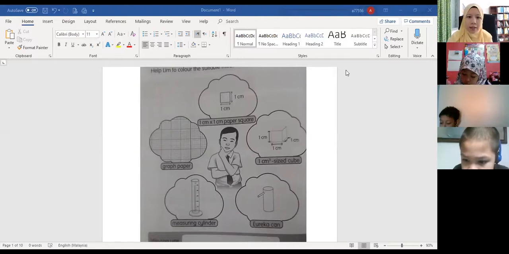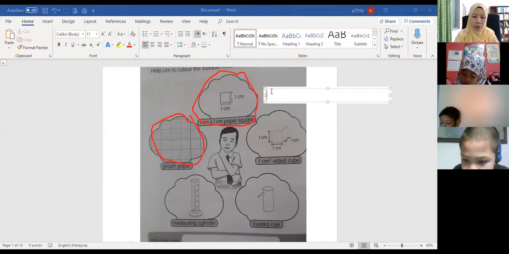Okay, the answer here. This is to calculate area. Area is the luas that teacher taught before. Okay, you have to color graph paper. Another one is by using 1 cm times 1 cm paper square. This is the way we measure the area. Okay, these are the two methods we use to measure the area: 1 cm times 1 cm paper square and also graph paper.